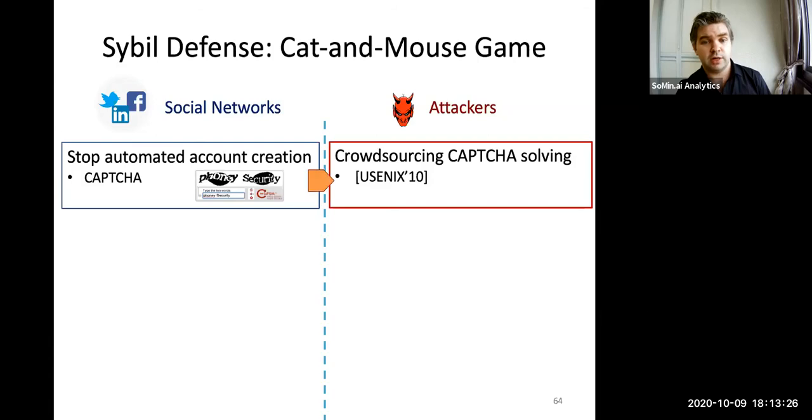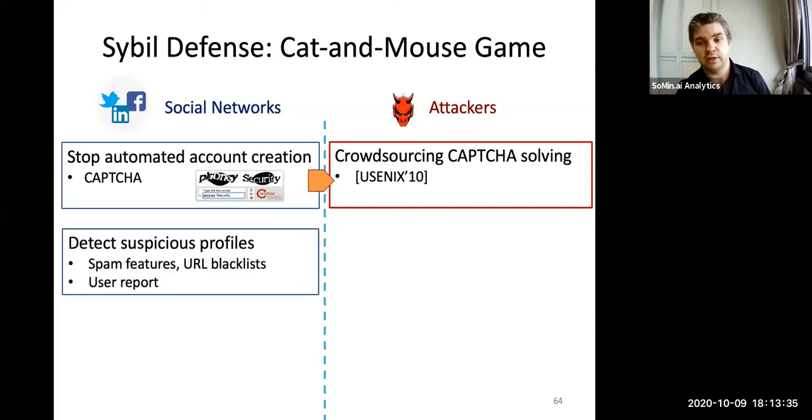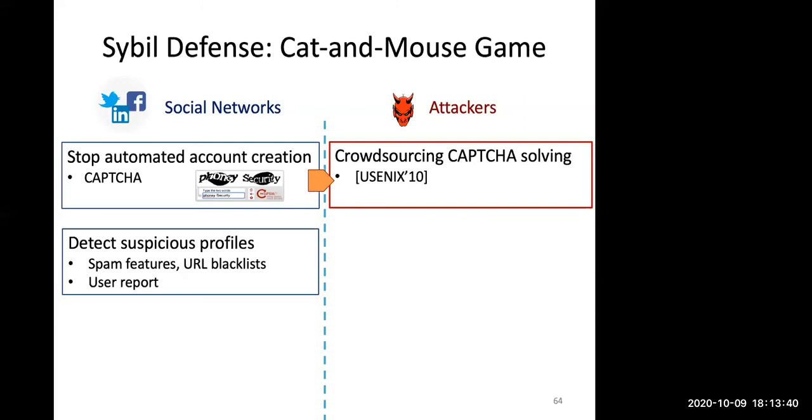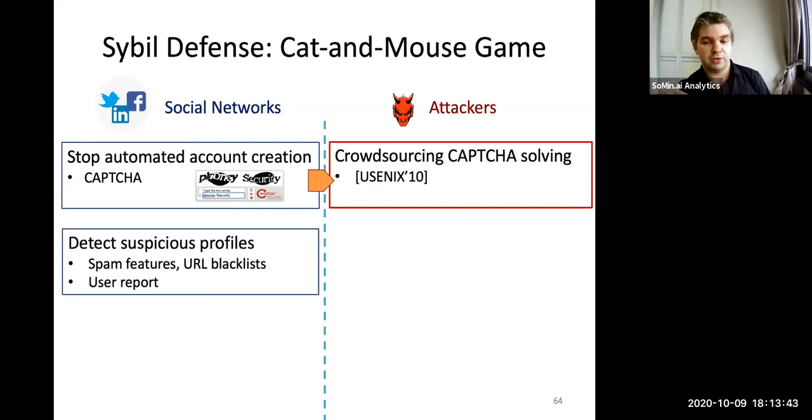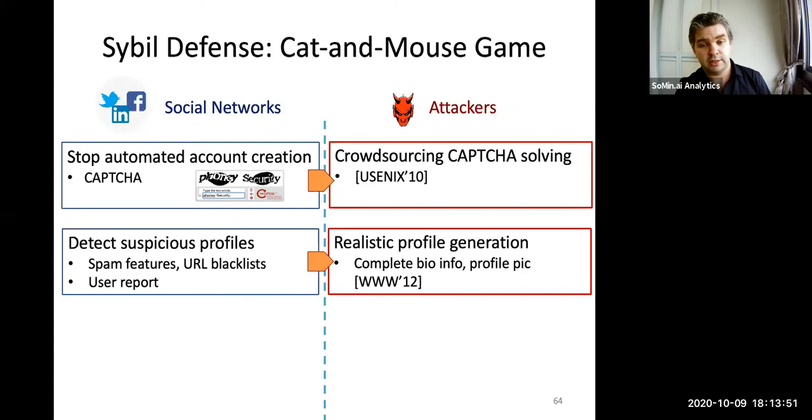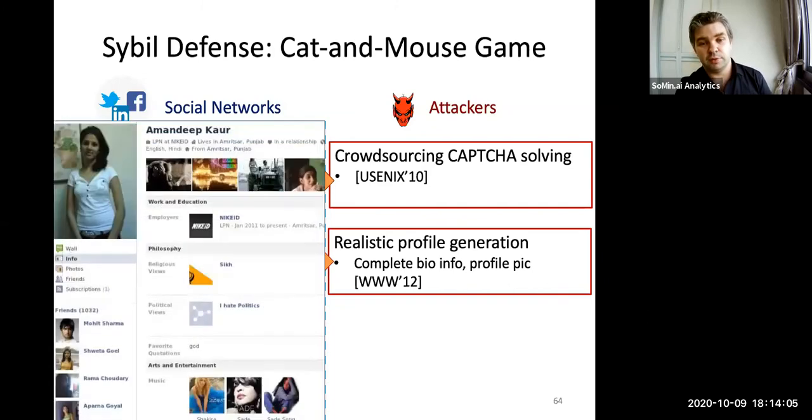Social networks are trying to stop automated account creation, right? They create CAPTCHAs, and attackers and spammers are trying to crowdsource the CAPTCHA solving. You can see that some researchers do it in a conference way. So social networks are trying to detect these spam accounts and URLs; they use spam detection features, URL block lists, and user reports. And attackers are trying to generate realistic profiles. So they complete the bio info and the profile picture. And a paper like this has been published in one of the very top conferences.